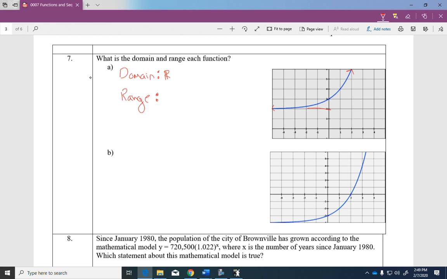Right here is my horizontal asymptote, and that's at when y is 2, so my range will be all y's greater than 2. Again, the domain of this next one is all real numbers, but the range is not. My horizontal asymptote is now down here, so it's all y's greater than negative 4.